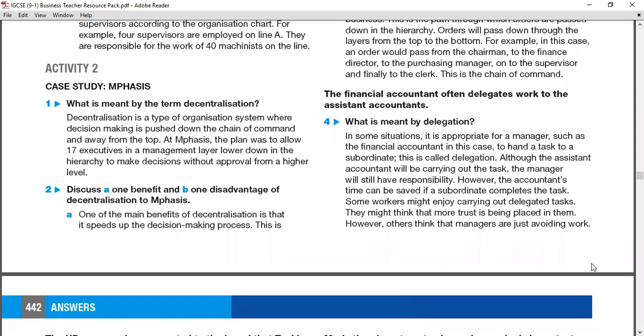So you must know what delegation is: giving power, in a situation such as the financial accountant in this case, and handing over the task to their subordinate. Handing over a task to a subordinate is known as delegation, right? So delegation is good and delegation is bad. This is a good question for, let's say, an analyze question. Analyze the impact of delegation, or let's say outline delegation, a 2-marker, or even explain. So it's a good question, right?